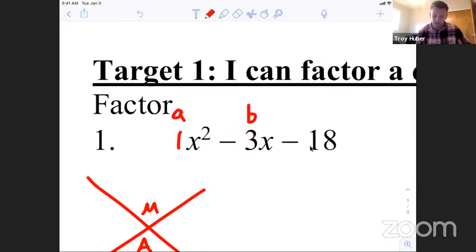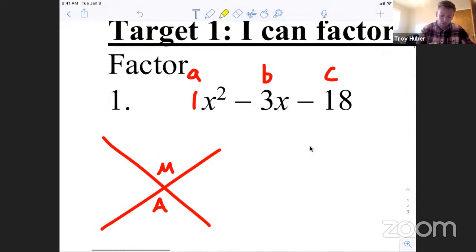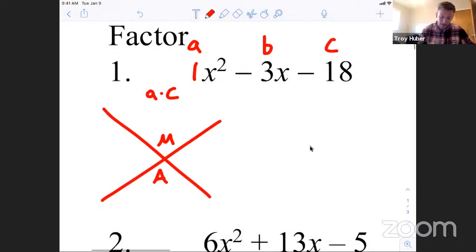And then our C value is this constant or just a regular old number. And watch out, this minus sign also goes with that C value. So it'd be a -18 for that C value. Now we always multiply to our A value times our C value, and then we add to our B value.